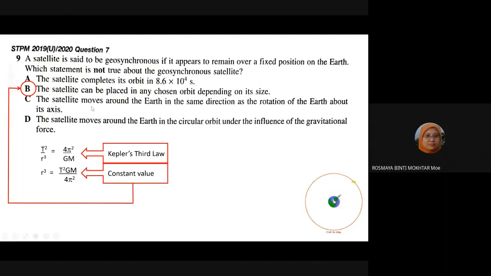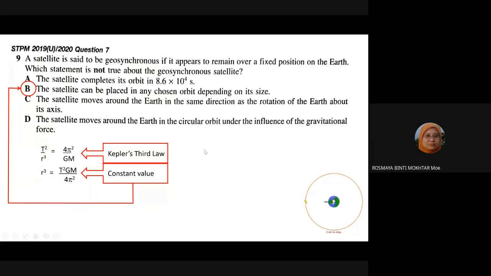So C is correct: it moves in the same direction as the rotation of the Earth about its axis. And D is also correct: the satellite moves around the Earth in a circular orbit under the influence of the gravitational force. Because this equation comes from the gravitational force, the centripetal force is provided by the gravitational force. So D is also a correct answer.